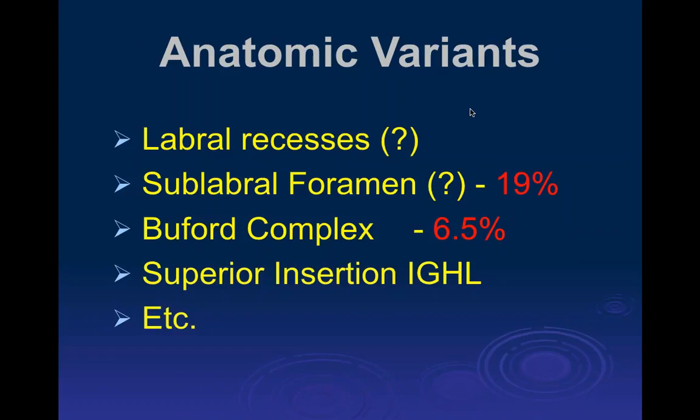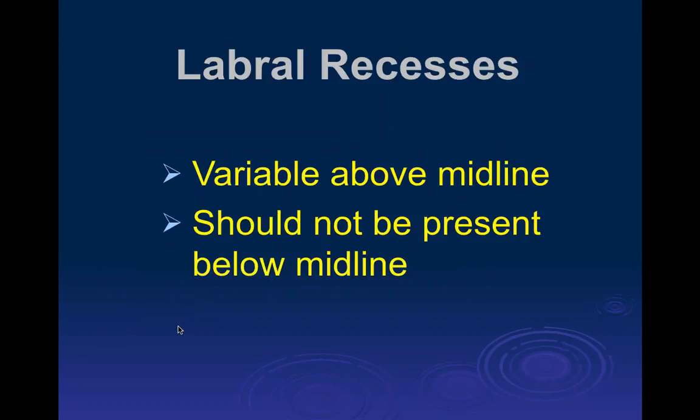So up in this area, anatomic variants are very common. We'll talk about a labral recess, and there's a lot of debate about how frequent these are, whether they're even normal or not. Sublabral foramen, which is typically said to be around 20%. A Buford complex, which some people say is 6.5%, but other people have said as low as 2%. And then the superior insertion of the inferior glenohumeral ligament. I don't know the percentage of this. I see it fairly commonly. I would guess it's in the same vicinity of around 10%, and there are some others that are less well defined.